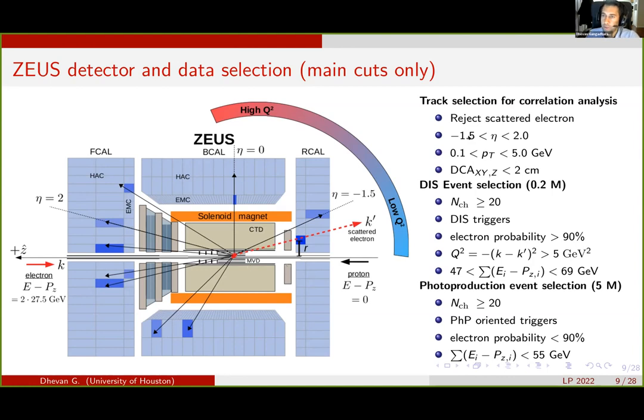The pseudorapidity is negative 1.5 to 2, and pT is 0.1 to 5. Another important one is that this is all high multiplicity: the number of charged particles in this kinematic window is greater than or equal to 20. And that's the same for the DIS sample and the photoproduction sample.